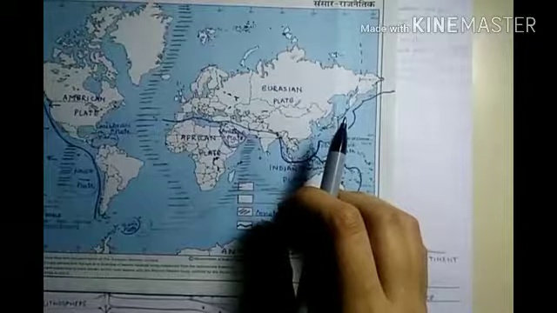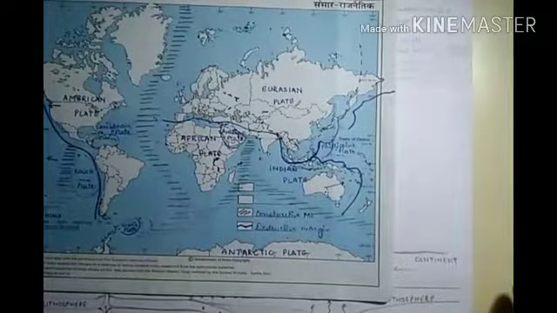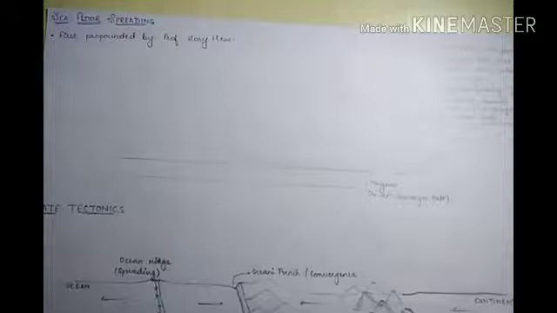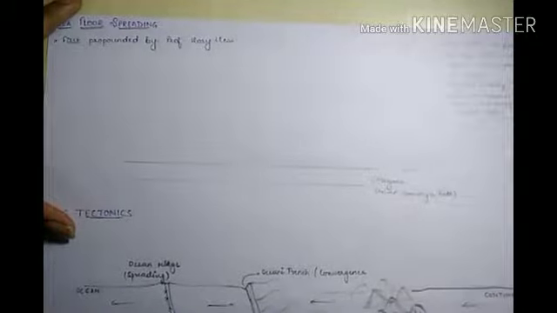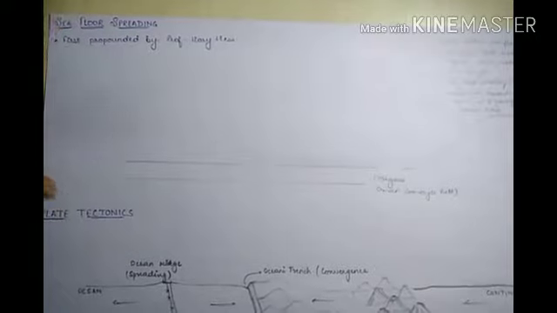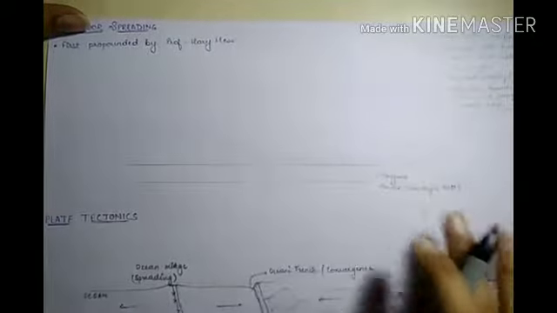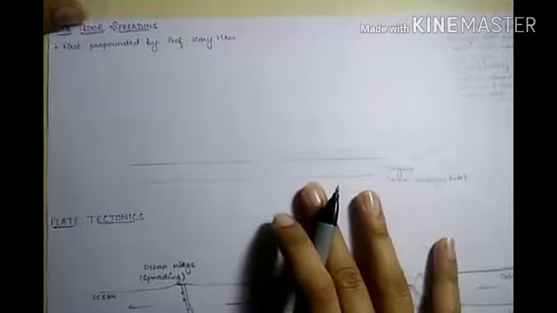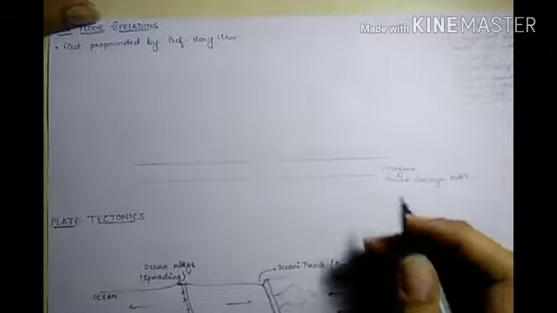Okay, now that we have done this, we will study seafloor spreading. Seafloor spreading is a concept propounded by Professor Harry Hess during the time of the Second World War. Harry Hess was a geologist as well as a part of the US Navy during the Second World War. Until that time, everyone thought that the oceanic floor is flat and does not have any landforms like we have on continental surfaces.